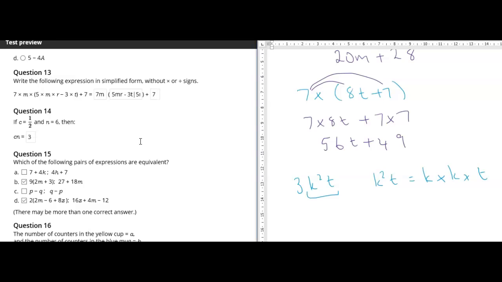Question 13. Write the following expression in simplified form without a multiply or a divide sign.